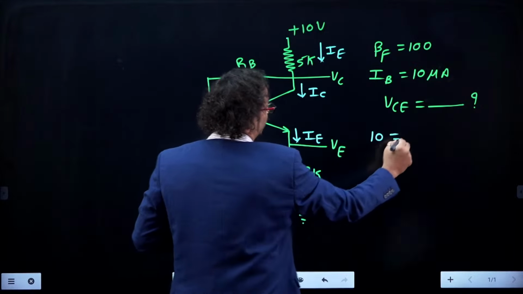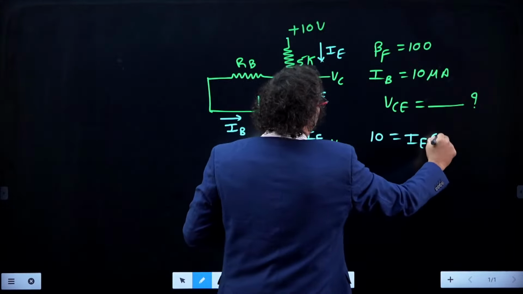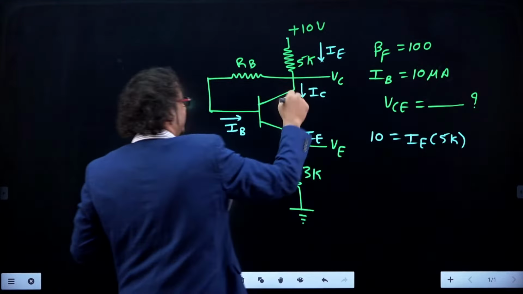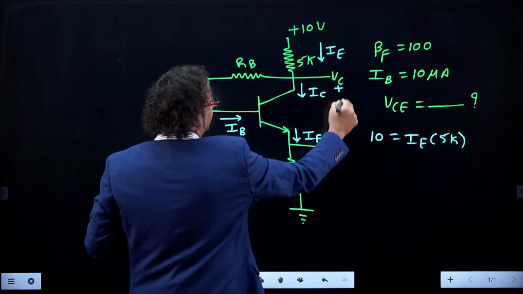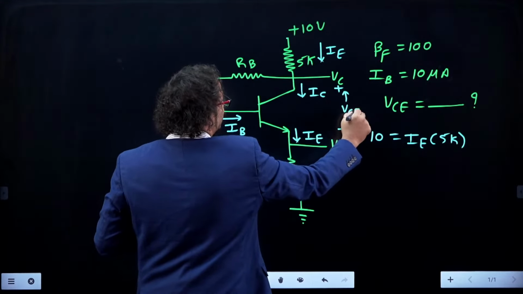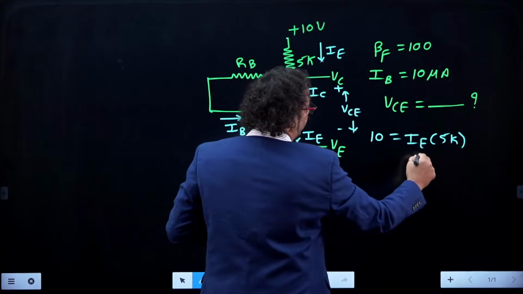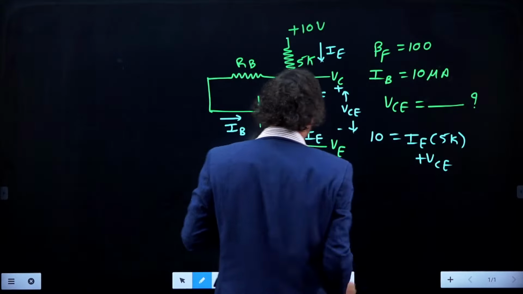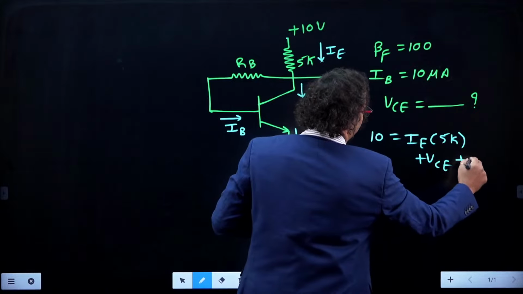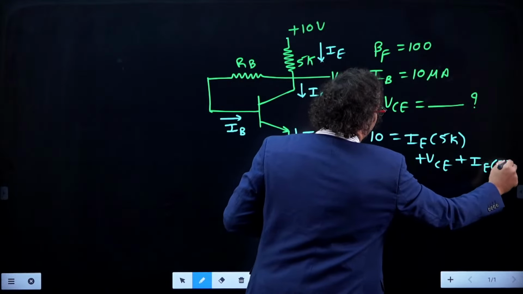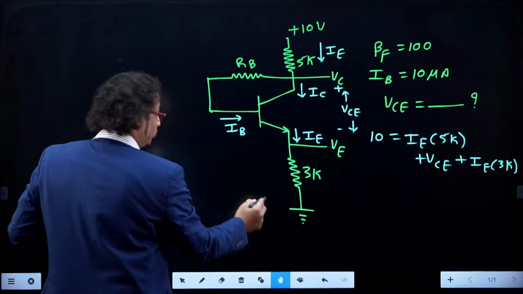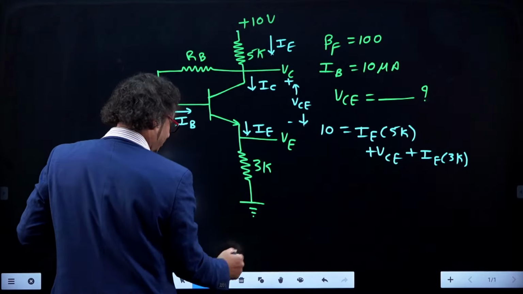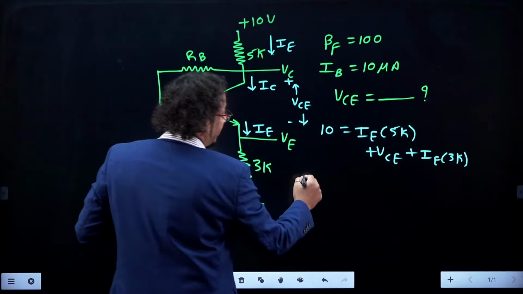So 10 is equal to emitter current into 5K, and as current is entering, I can say this is plus and minus. This voltage will be VCE. Am I right here? So it will be plus VCE, right? And it is plus IE into 3K. True or not? I think almost we are done with this question. So, right. Now tell me, dear students, how much is it?